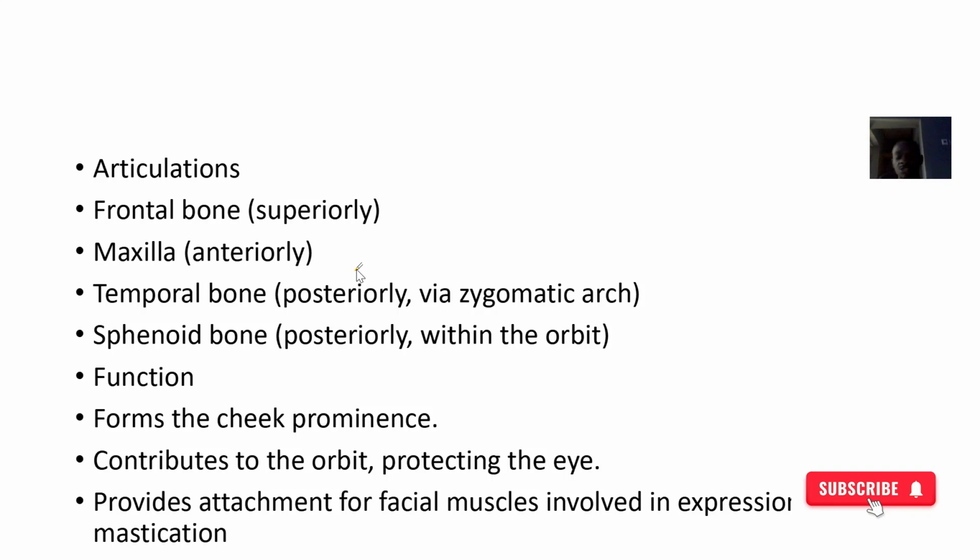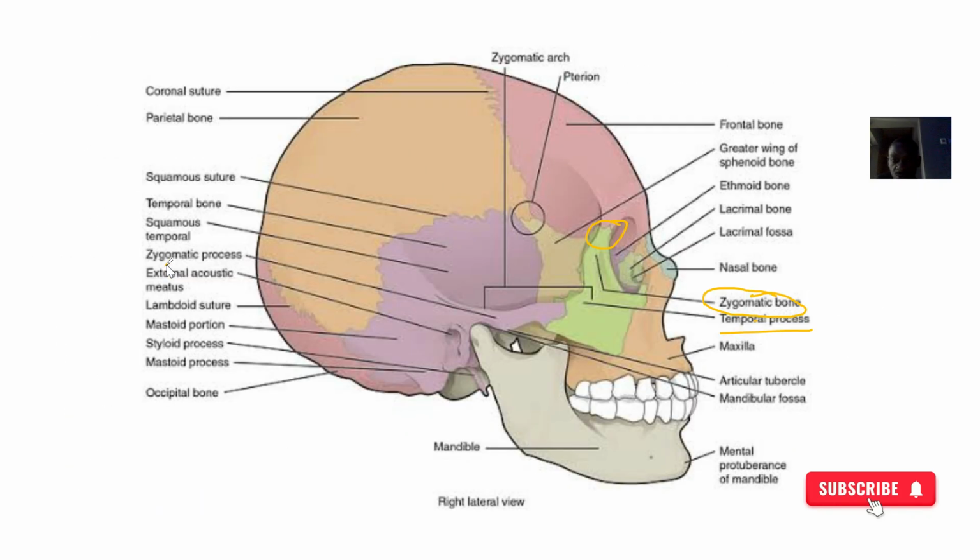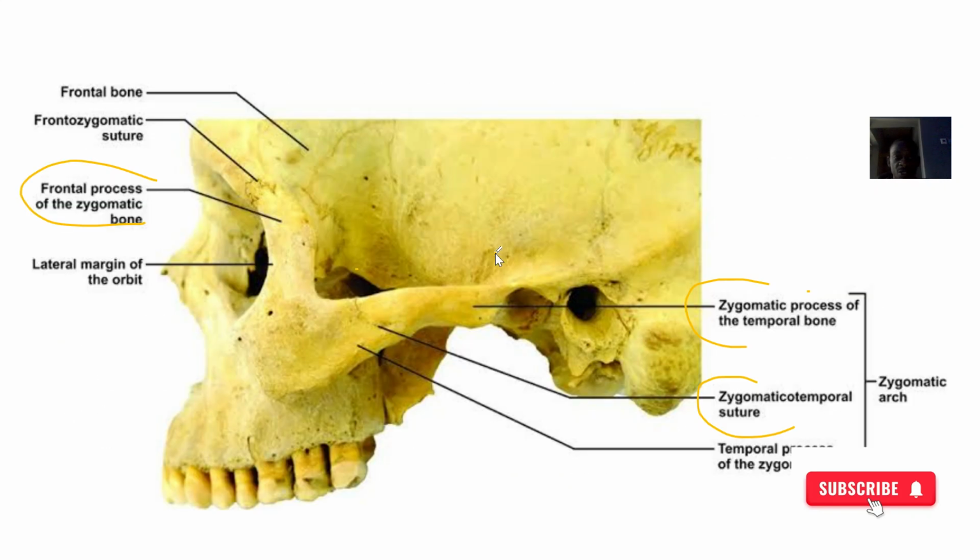Okay, so articulations. What are the types of bones that they join with? So upward it joins to the frontal bone, in the front it joins to the maxilla, and the temporal bone is, no, not a lower continuation, it's like the back. This is the temporal bone. So the temporal bone is at the back of the zygomatic bone.